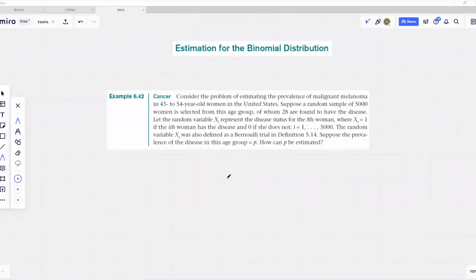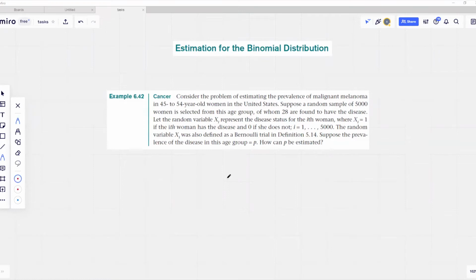Welcome, guys. In this video, we are going to study estimation for the binomial distribution. We'll start by looking for the best point estimate for a binomial distribution parameter p, which stands for probability of success on each trial. And then we'll also build confidence intervals for that parameter p. And also we'll quickly cover maximum likelihood estimation.